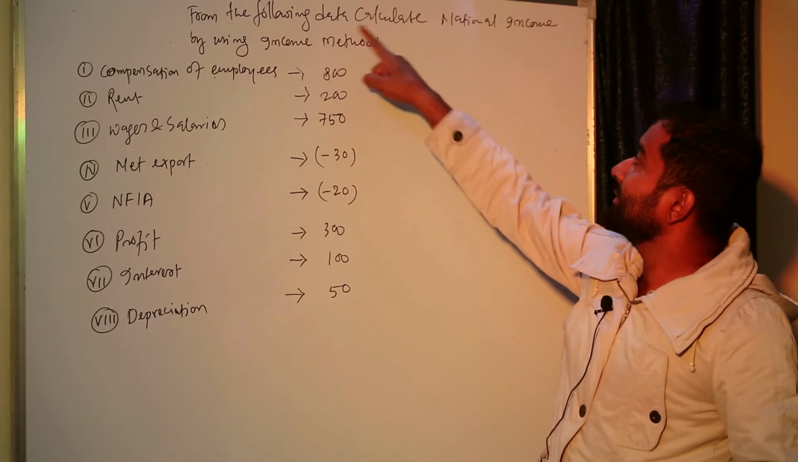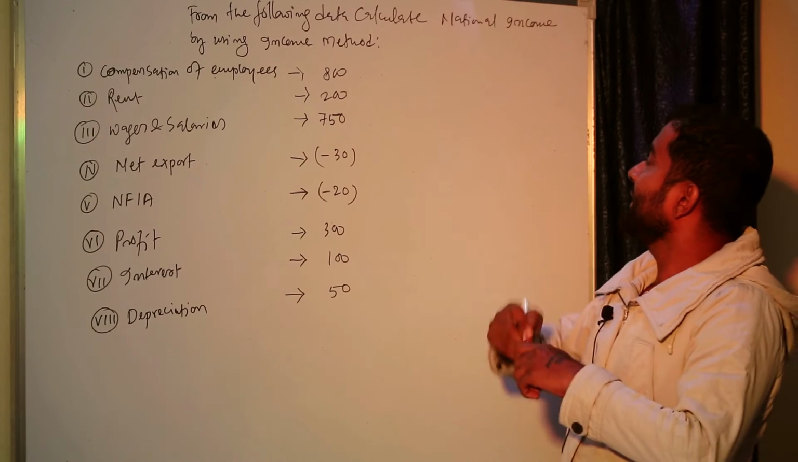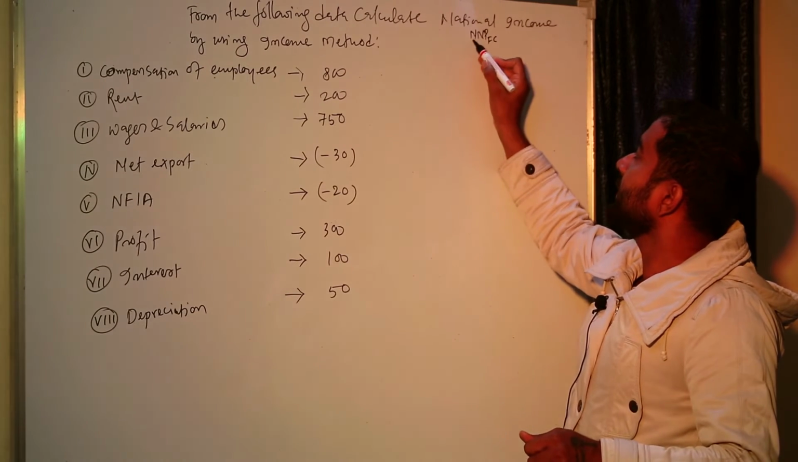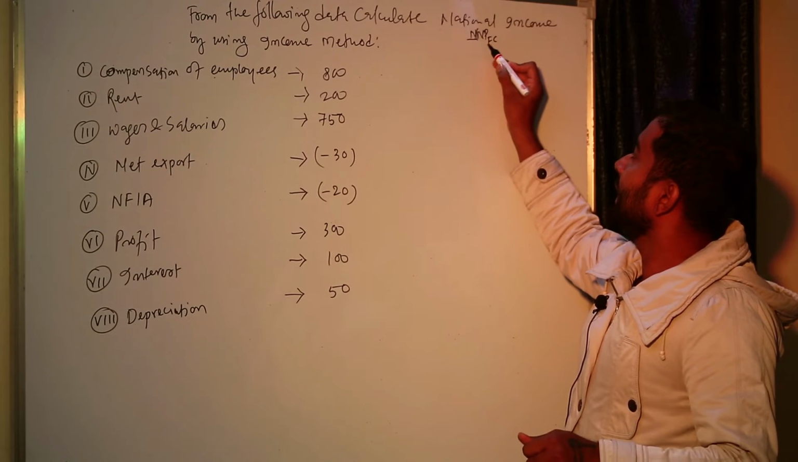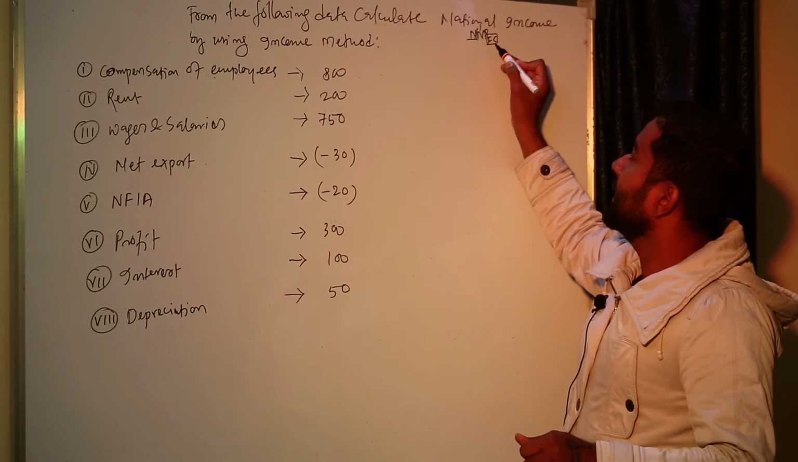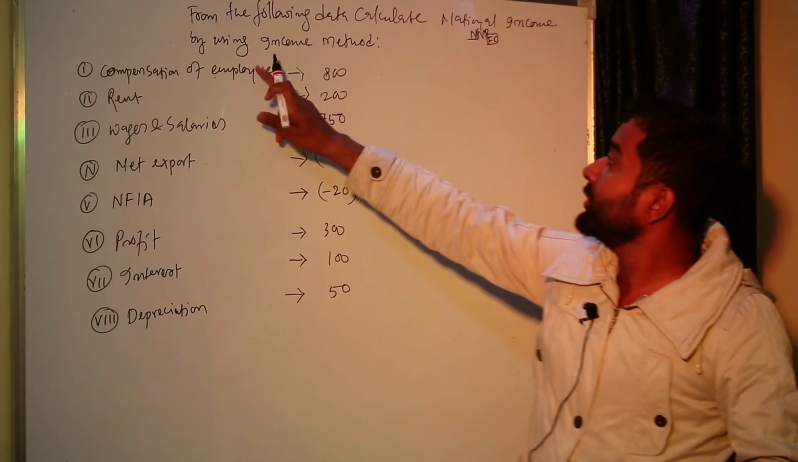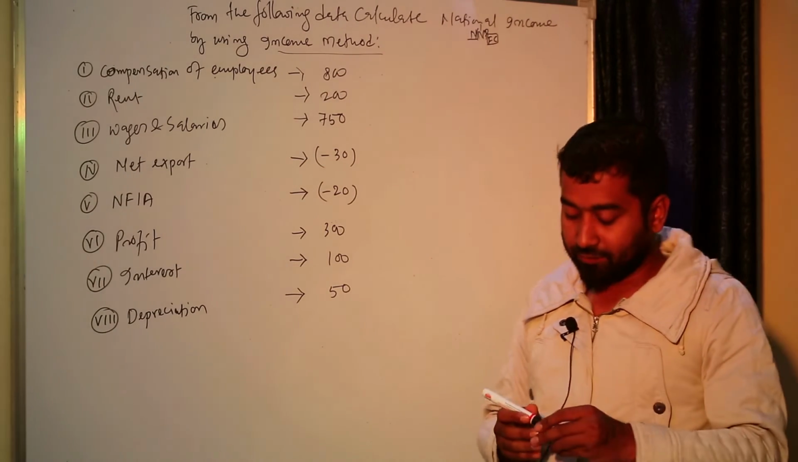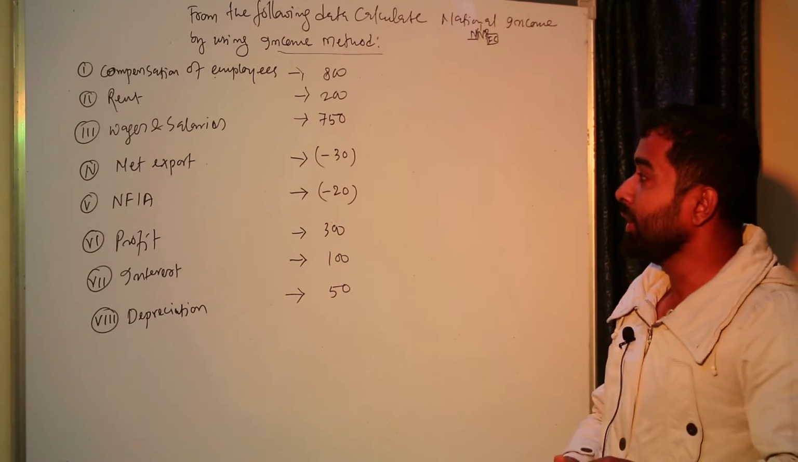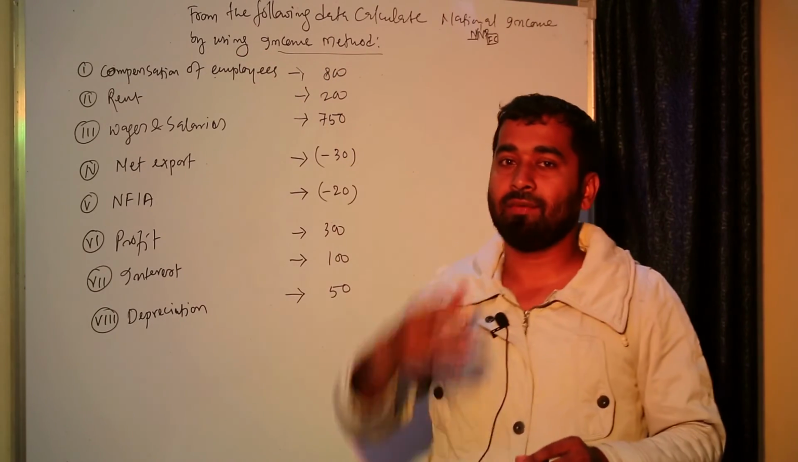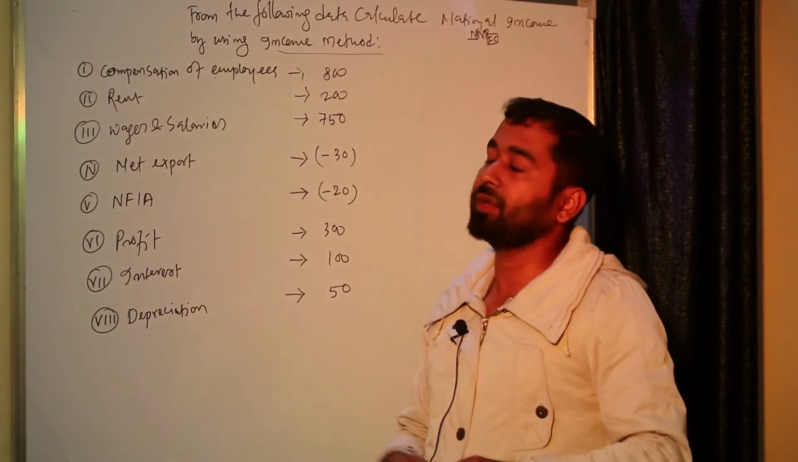Okay, next method we are going to see the income method. From the following data, calculate national income. Indirectly national income, we know that NNP FC, national income, that is net as well as factor cost and national. So net national product at factor cost by using income method. Sometimes the question is not telling you which method you are supposed to follow. By seeing the information given to you, you should find out what method we should follow.